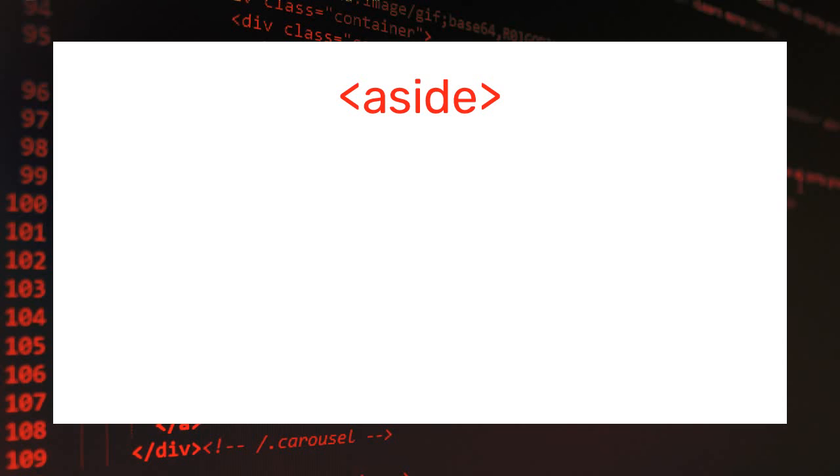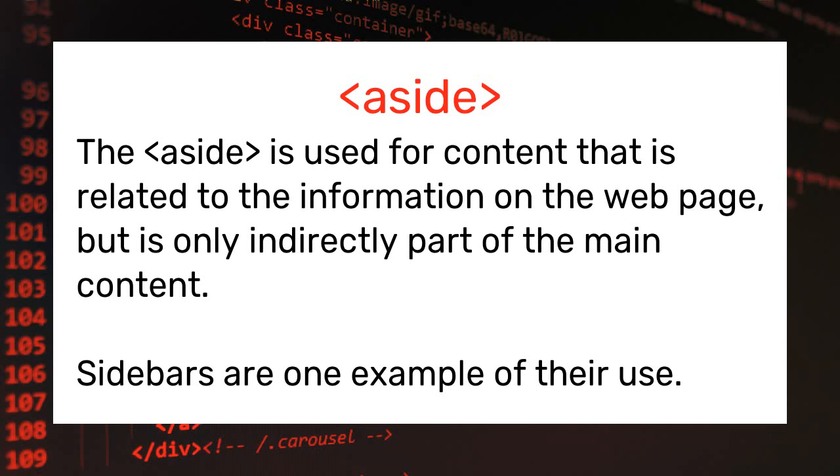In today's lesson, I will show you the aside tag. It is used for content that is aside of the main content. This means that while it relates to the main information, it is only indirectly part of it. A good example of an aside is a sidebar.